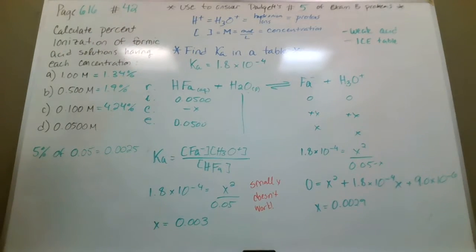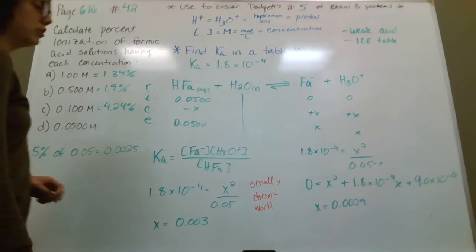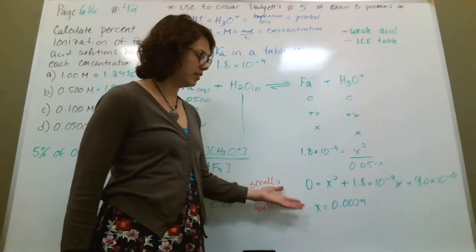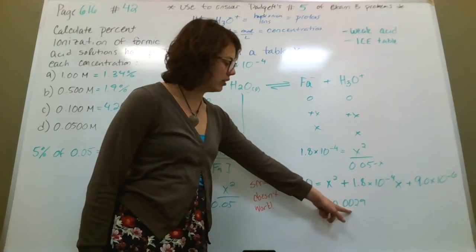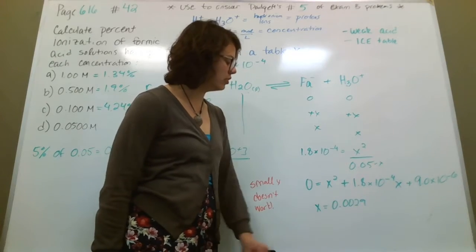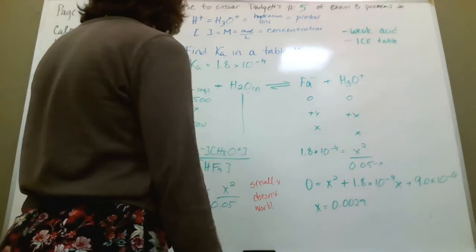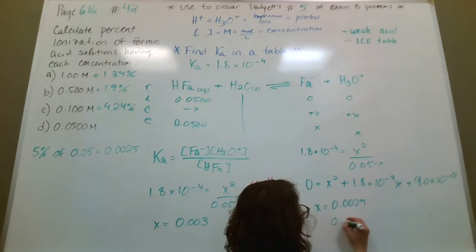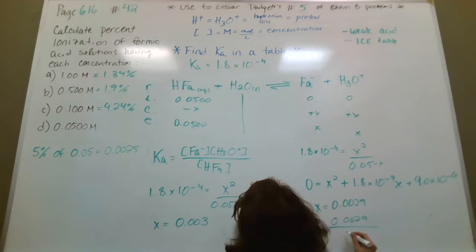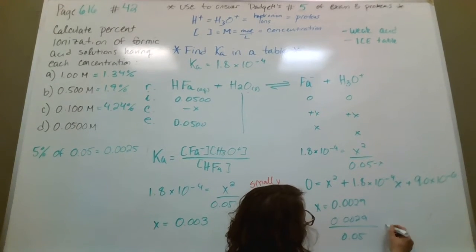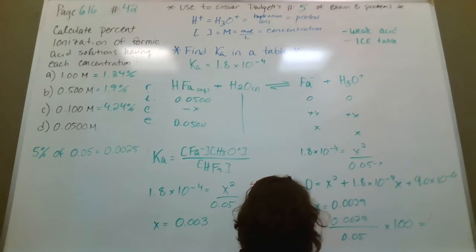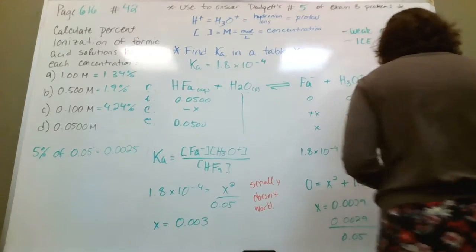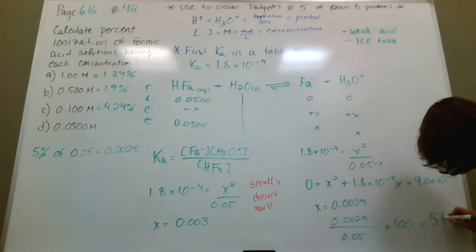And if you can program your calculator to spit out the x, you'll get a plus or minus number. Get the positive number, not the negative number, and you'll have 0.0029 as your x. So to find percent ionization, you'll take 0.0029 over 0.05, multiply it by 100, and you will get 5.8%.